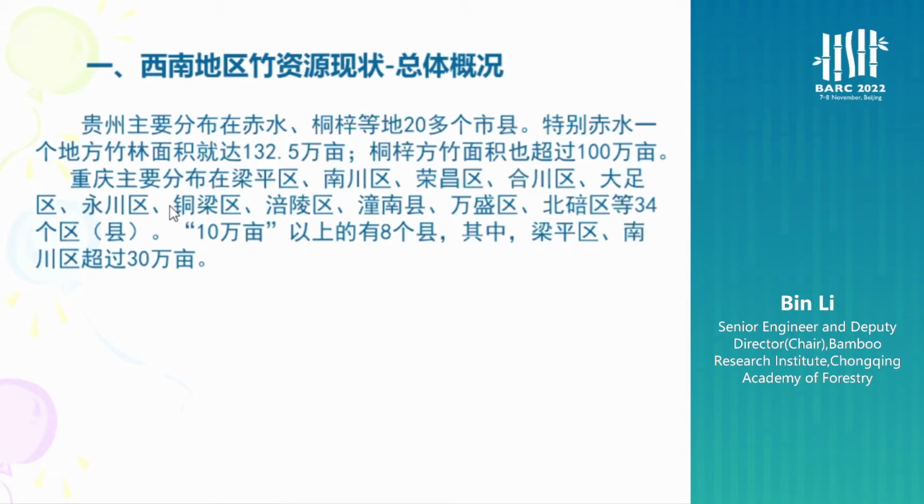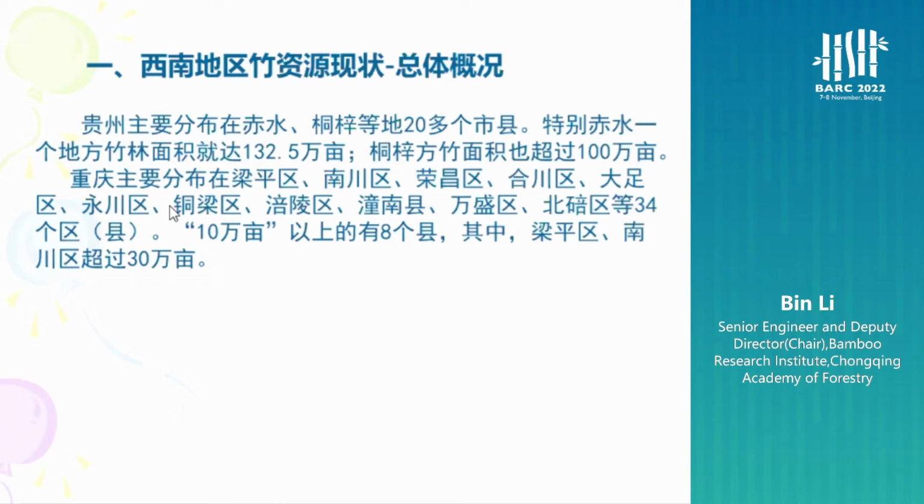In Guizhou, mainly in Chishui, Tongzi, and more than 20 counties, especially Chishui, there are more than 1.3 million mu. In Tongzi, the square bamboo area is beyond 1 million mu. In Chongqing, mainly in Liangping, Nanchuan, Rongchang, Hechuan, Dazhu, Yongchuan, Tongliang, Fuling, Tongnan, Wansheng, and Beipei, across 34 counties. That is the state call.